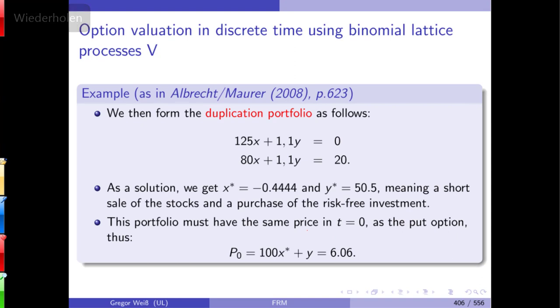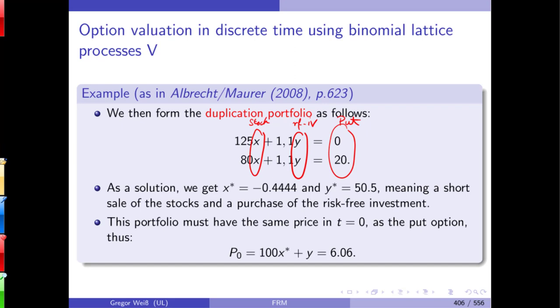Now we do a duplication strategy. We duplicate the payouts of the option, this is the put, in both states with a portfolio that consists of the underlying and the risk-free investment. So we'll invest X in the stock and Y in the risk-free rate. That's the stock, and this is the risk-free investment. Very simple, a simple system of linear equations. Solve it: X star is minus 0.4444 and Y star is 50.5.